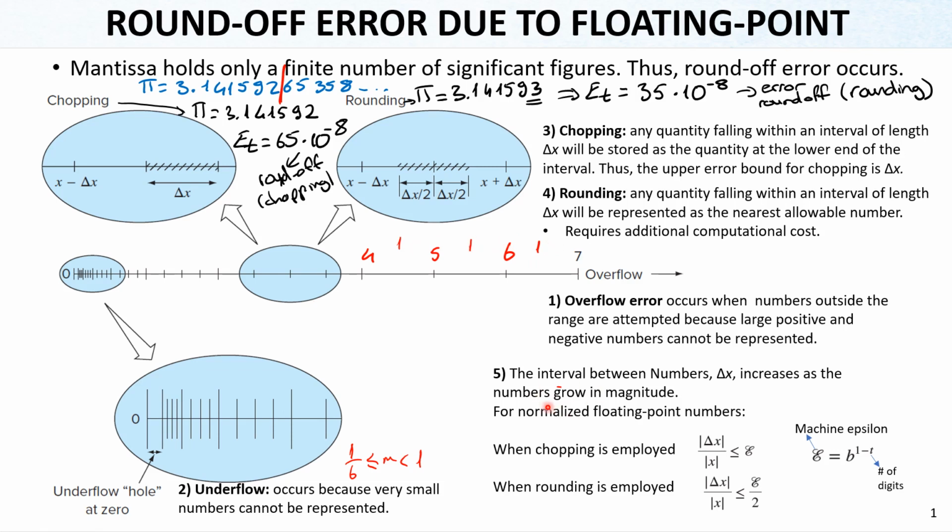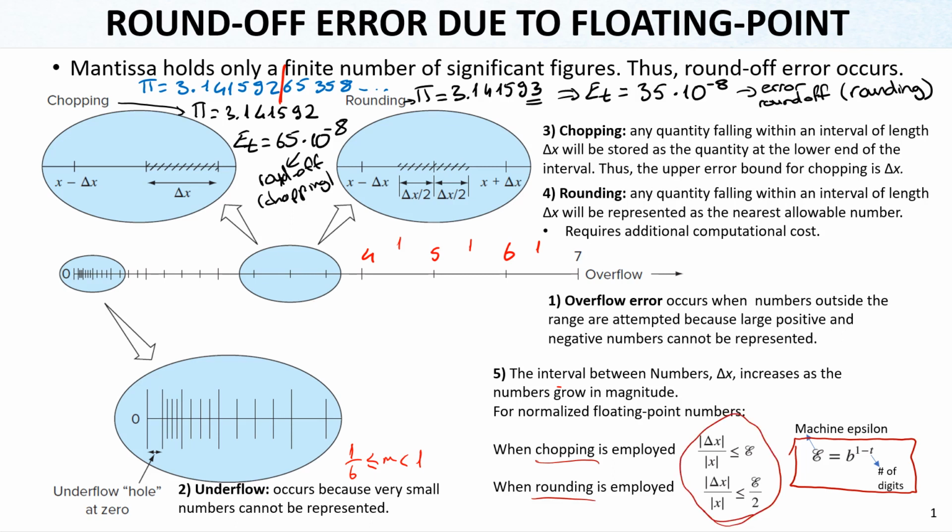So they grow in magnitude. And if we normalize for normalized floating numbers, chopping and rounding have different increase of these growing. So for chopping, delta x divided by x should be smaller than a threshold, and for the rounding, delta x divided by x should be smaller than a threshold divided by 2. And this threshold is defined as machine epsilon, and it is given by the base system value to the power 1 minus t, and t is the represented digits. So we will use this formulation especially to have a threshold for chopping and rounding errors like this.